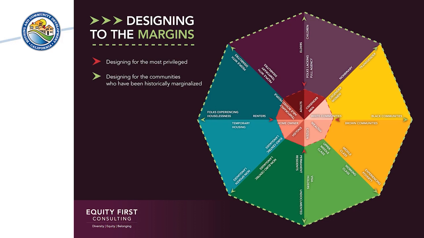So let's take a look at the graphic itself. At the center of the shape, you will see a red octagon. The folks who fall within this shape are the folks that the system is designed to serve. That does not mean that folks in the center cannot have real hardship and struggle in their lives, nor does it mean that folks on the margins cannot thrive.